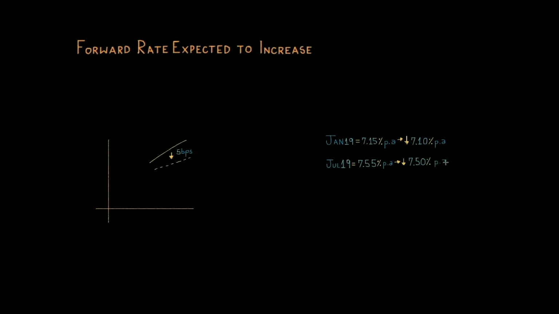Let us now assume that the forward part of the curve shifts down 5 BPS. In this case, we'll have the following data. Sale of January 2019 contracts whose rate was 7.15% PA went down to 7.10% PA. Purchase of July 2019 contracts at 7.55% PA went down to 7.50% PA, and the forward rate between January 2019 and July 2019, calculated at 8.02% PA, went down to 7.97% PA.